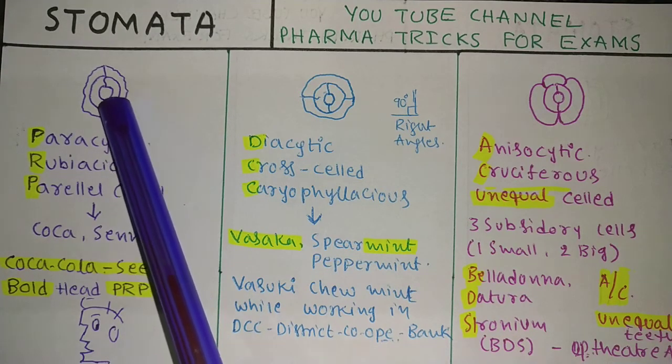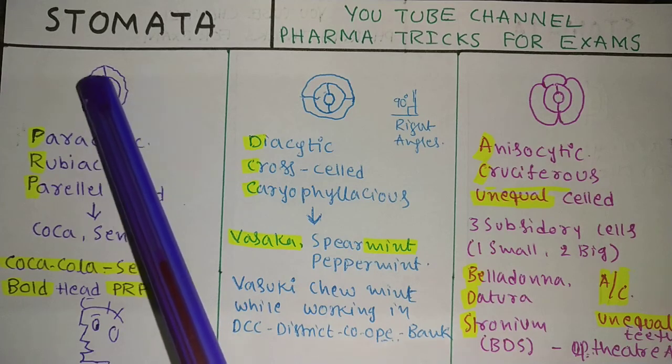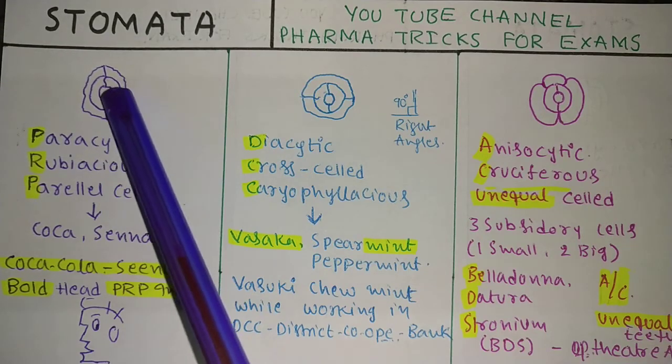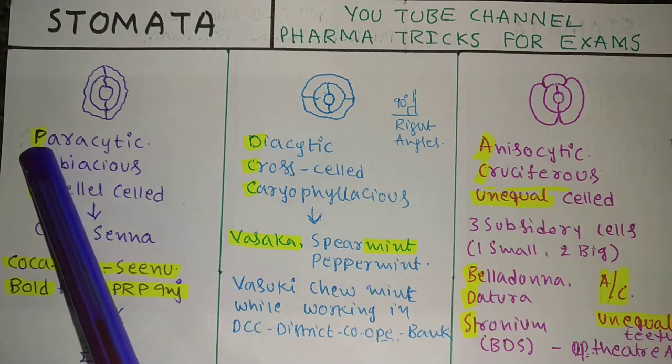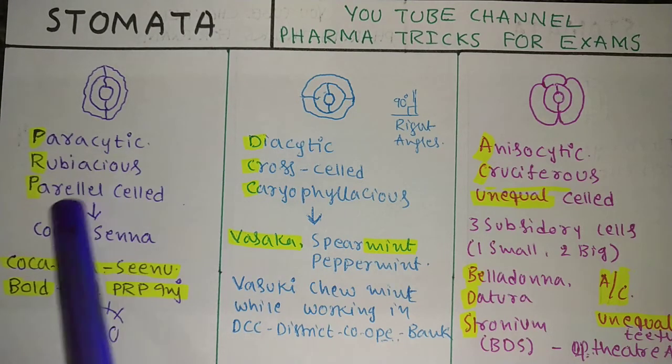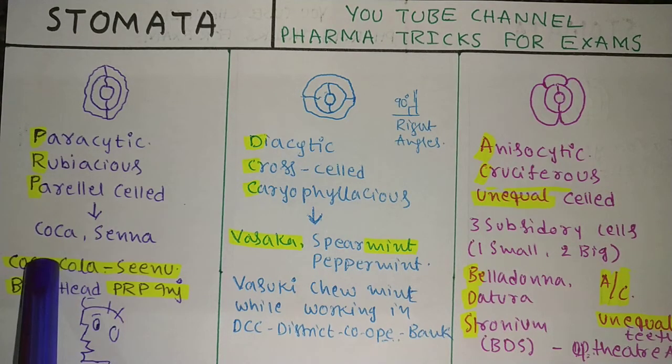See here, the central pore is there, and a set of cells are there, and again an external set of cells are there. All are parallel only. That's why it is called parallel. Rubiaceous, parasitic, parallel, like that. Okay, easy.